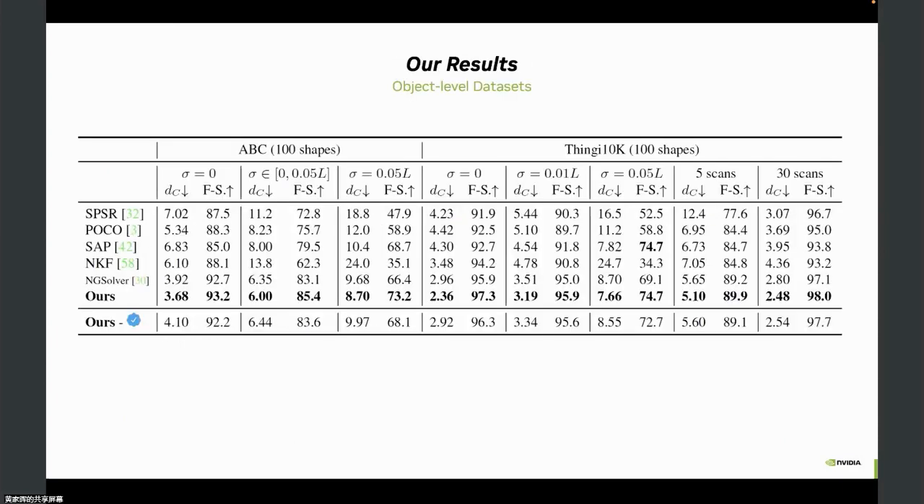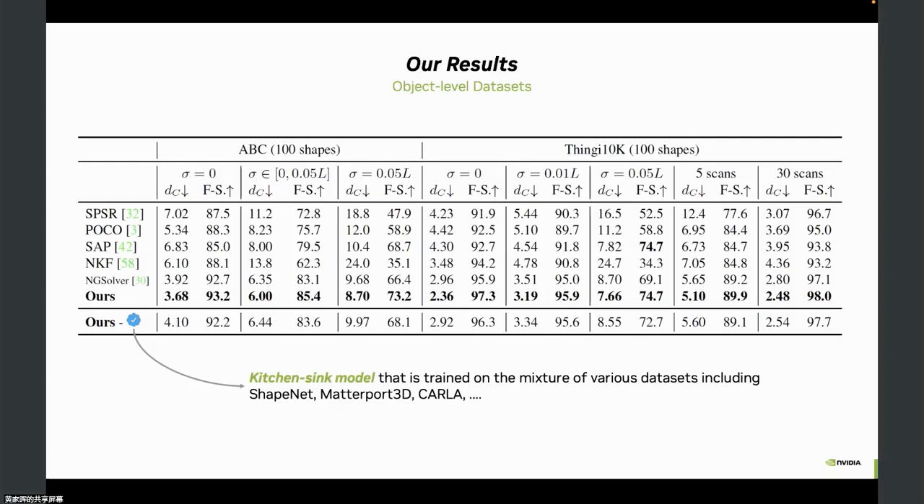So for the overall results, we tested on object level data sets like ABC and Thingi10K. The code that we release also contains a kitchen sink model that is trained on a mixture of various data sets, including ShapeNet, Matterport, and also CARLA. So we demonstrate that our framework could absorb information from all of these different data sets and thus have a much more generalized version of the model, so it could be applied to most of the surfaces that we tackle.